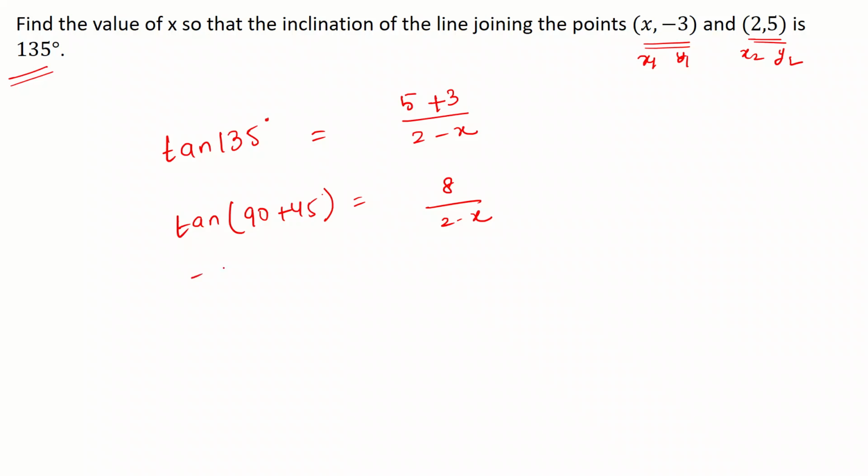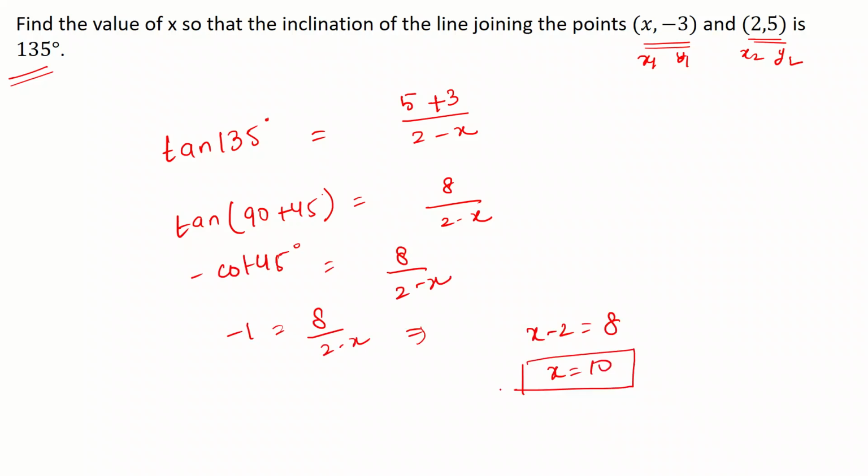So now this becomes minus cot 45 degrees, which is equal to 8 by 2 minus x. Cot 45 is 1, so we have minus 1 is equal to 8 by 2 minus x, which means we have x minus 2 is equal to 8, or x is equal to 10. So this is my answer.